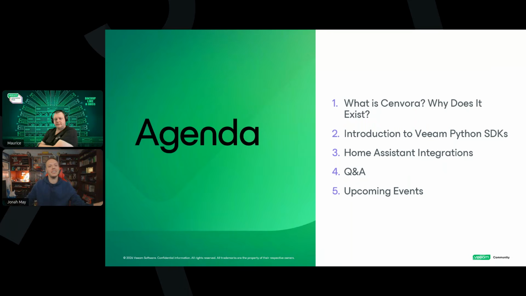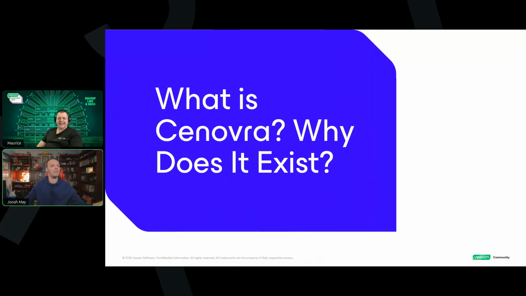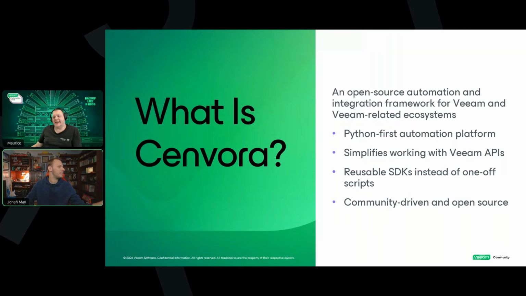So, Maurice, you created the name, you created the GitHub organization. What is Cenvora? Apparently I can't spell it, because it's the second time that I've typoed it. Cenvora is basically a place to store open source framework integrations for several kinds of applications. Currently focused on Veeam, but also some Veeam related ecosystems as well.